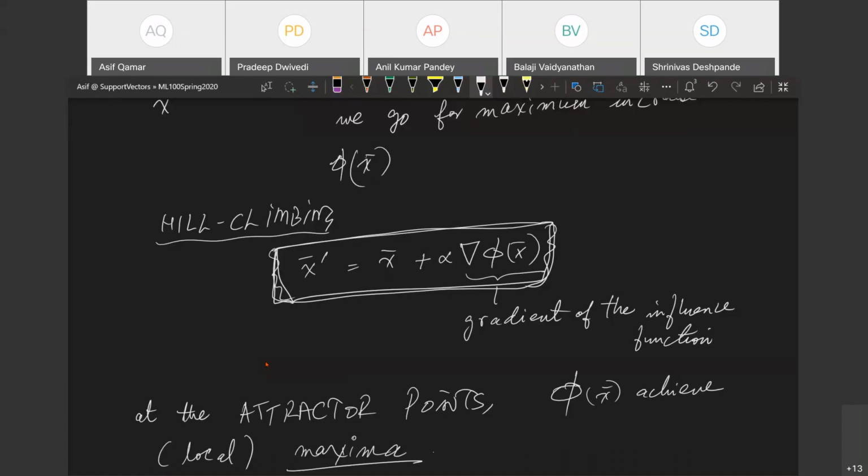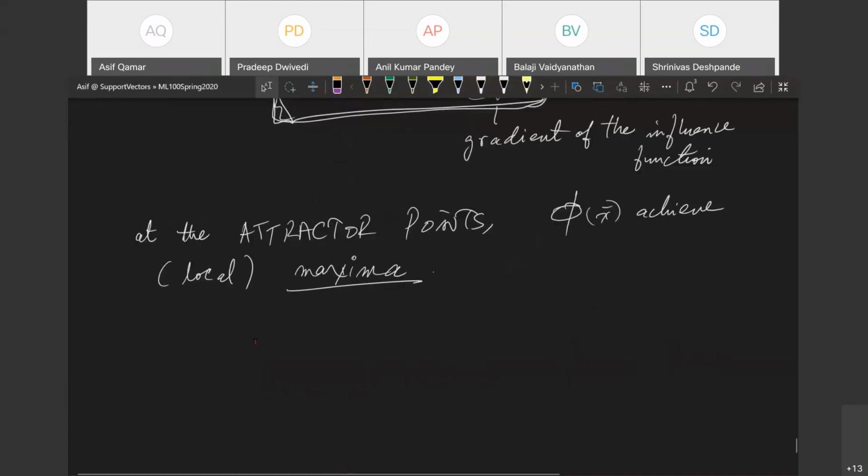Would you agree? They achieve local maxima. In other words, the following condition will be true. This is a bit of calculus. If you know it, it's good. If you don't, worry not. The gradient will vanish at maxima and minima. The gradient vanishes. In other words, it's flat on the top of the hill or the bottom of the valley. You remember, there's no slope there.